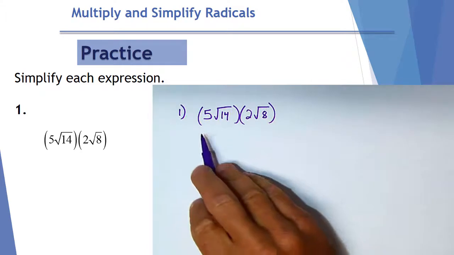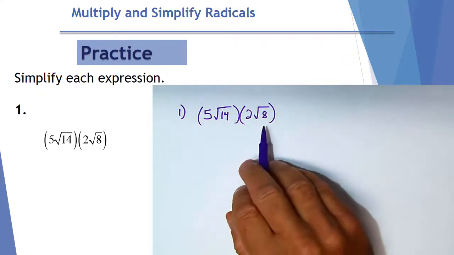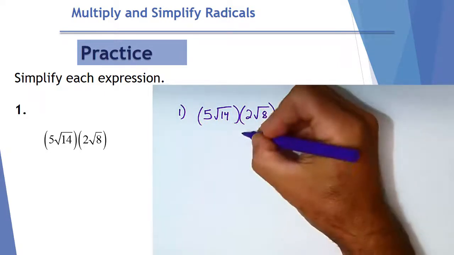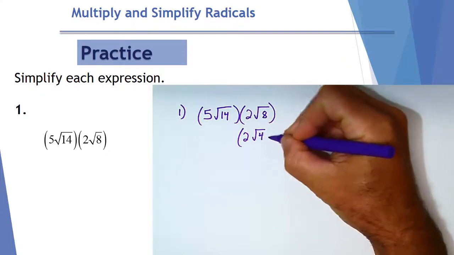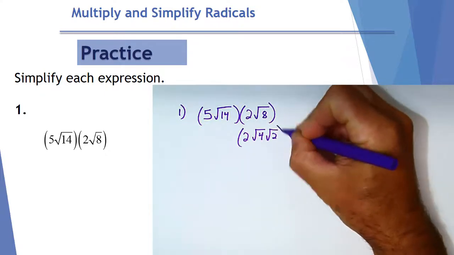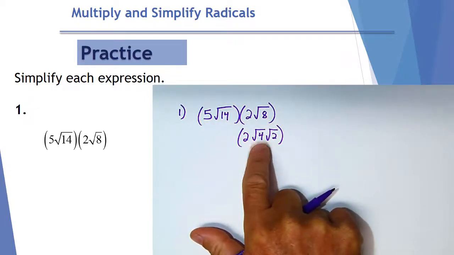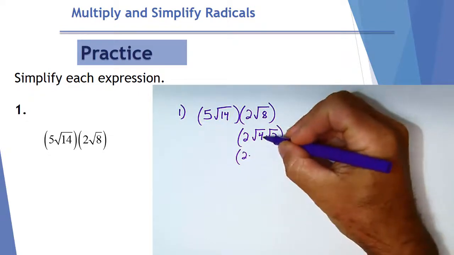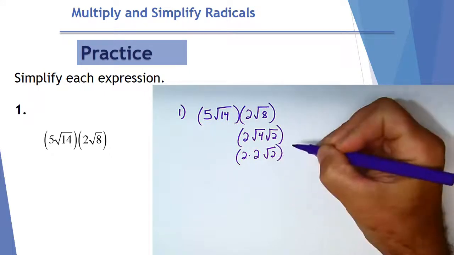Okay, our first one, 5 root 14 times 2 root 8. Well, first of all, notice that 8 actually can be simplified before we do anything. We can rewrite that as 2 times square root 4 times the square root of 2. Now, you wouldn't have to do that, but if you recognize that that 8 has a perfect square in it, we can simplify that right off the bat. And so this becomes 2 times the square root of 4, which is 2, times the square root of 2.